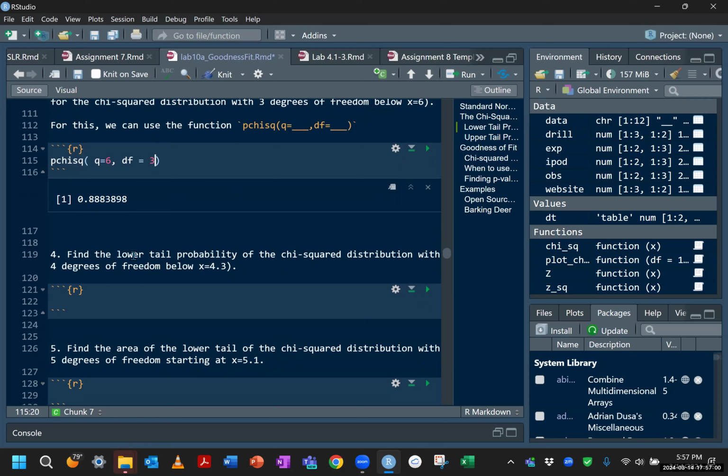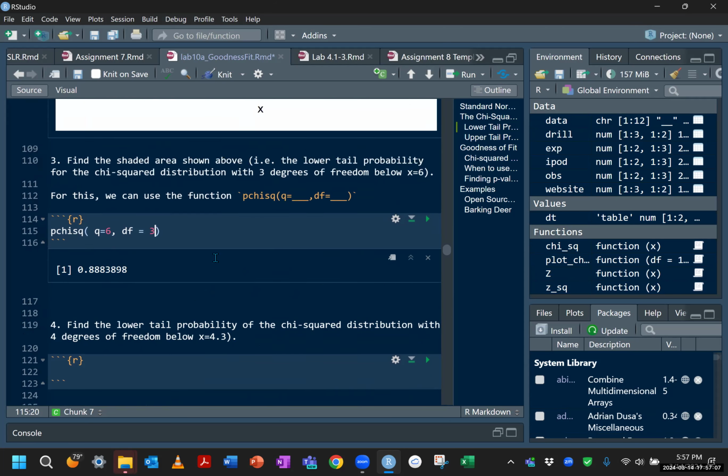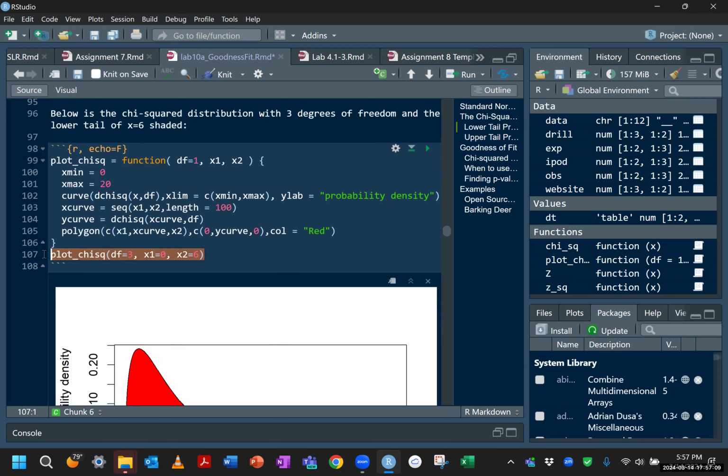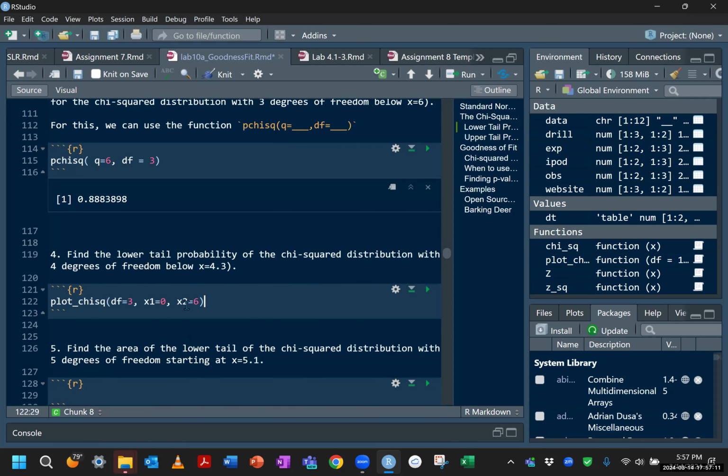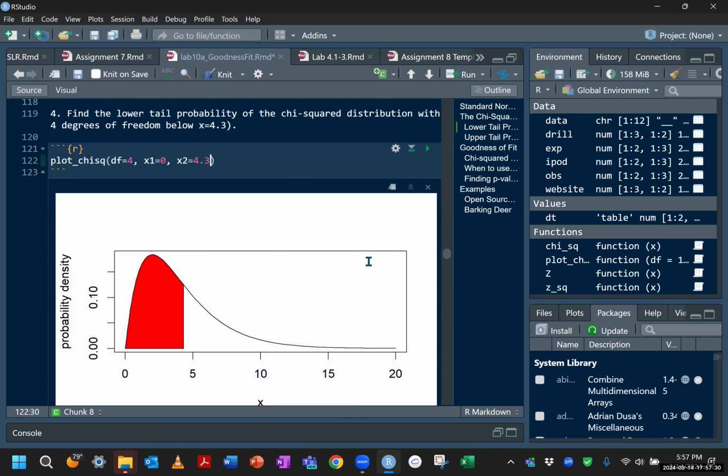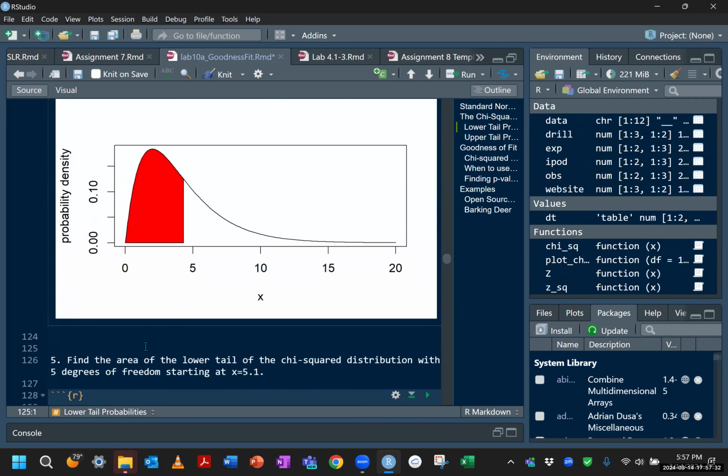So now let's find the lower tail probability of a chi-square distribution with 4 degrees of freedom with everything below 4.3. If you want to use this function to plot what that looks like, you could say we want 4 degrees of freedom, x1 and x2 are the places that I'm highlighting. So I'm going to go everything from 0 up to 4.3 for the lower tail. So that's the area I'm trying to find. So let's find it.